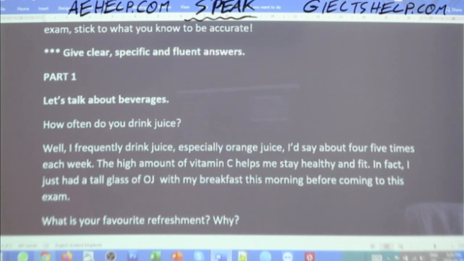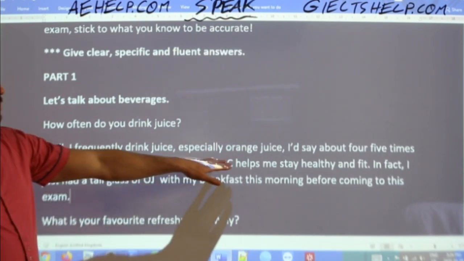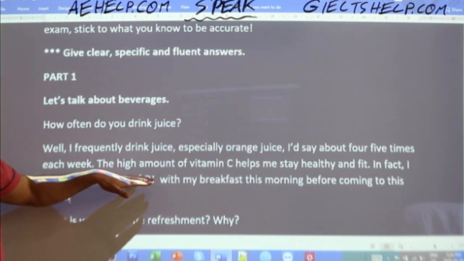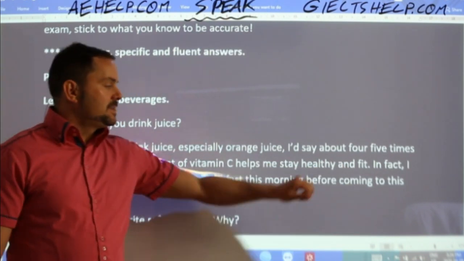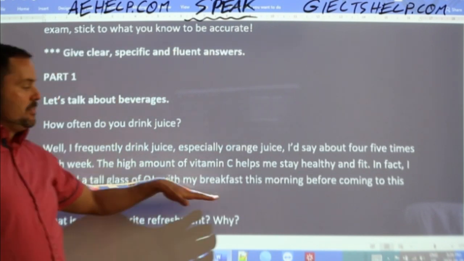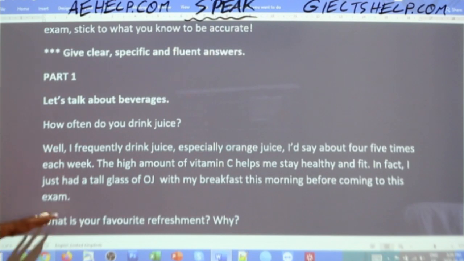Awesome. So here we go. Repeat after me. How often do you drink juice? Well, I frequently drink juice, especially orange juice. I'd say about 4 or 5 times each week. The high amount of vitamin C helps me to stay healthy and fit. In fact, I just had a tall glass of OJ with my breakfast this morning before coming to this exam.